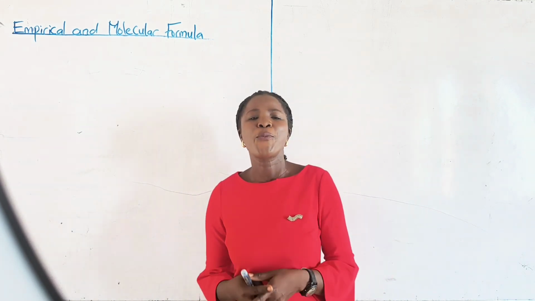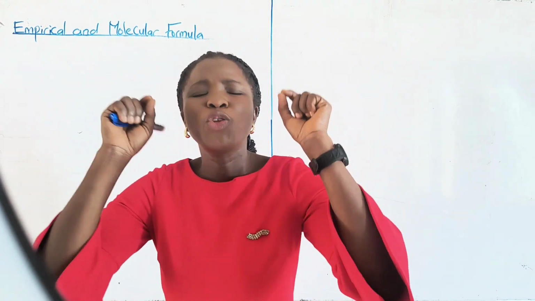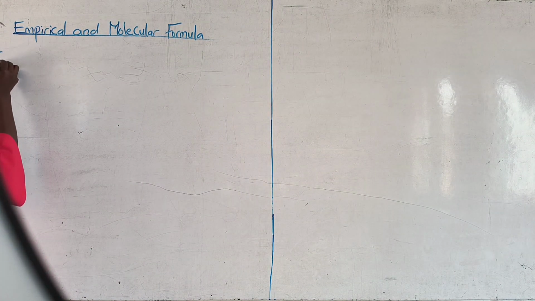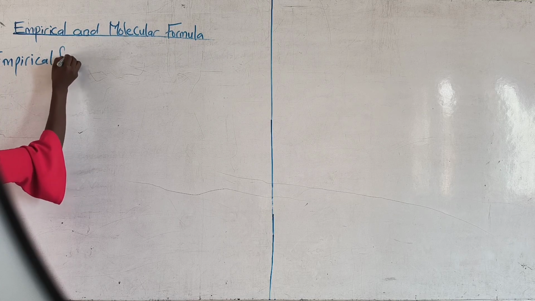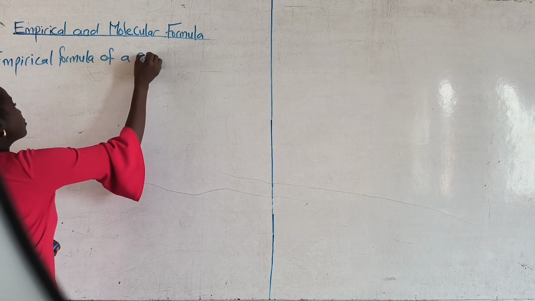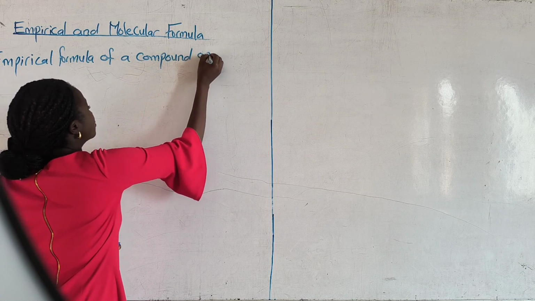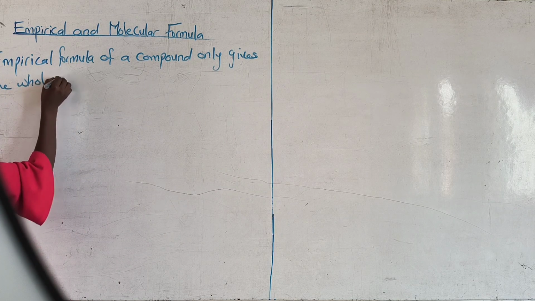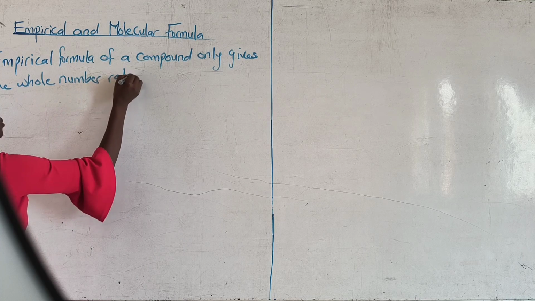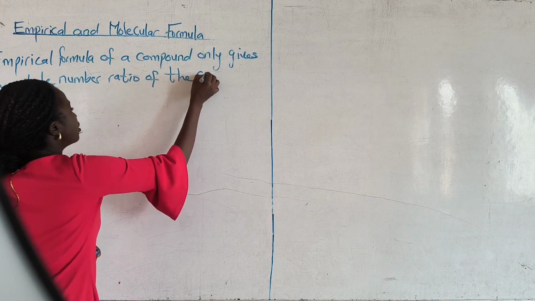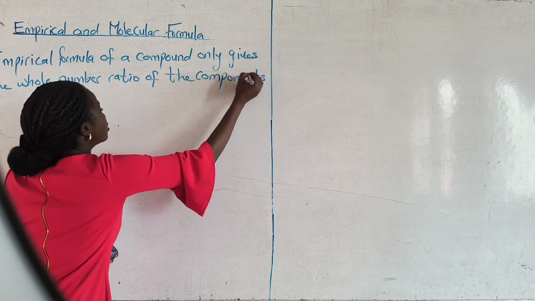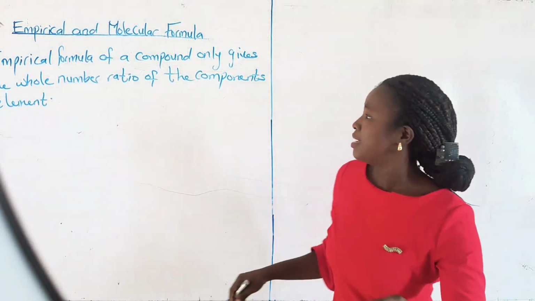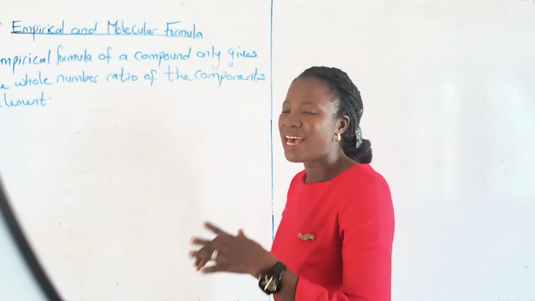We have something called the empirical formula. The empirical formula of a compound only gives the whole number ratio of the component elements. Let me write on the board. Only gives the whole number ratio of the component elements. Yes, that's the empirical formula of the compound. It only gives the what? Only the whole number ratio of the component elements.